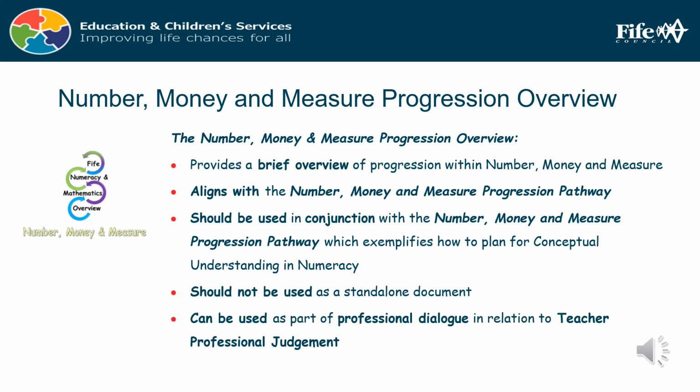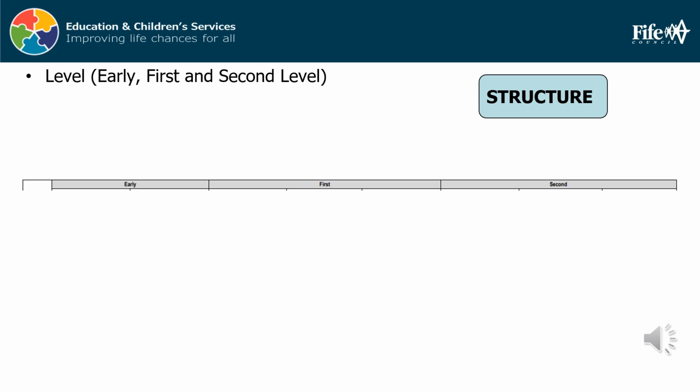It can also be used as part of professional dialogue in relation to Teacher Professional Judgement. We are now going to look at the structure of the Number, Money and Measure Progression Overview. Firstly, it's broken down into levels: early level, first level, and second level.